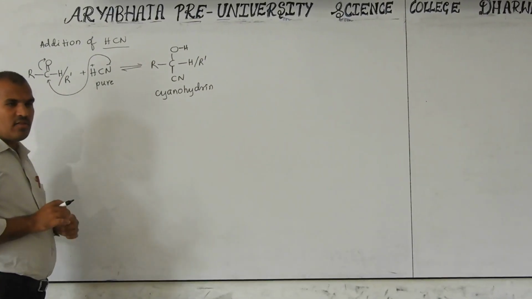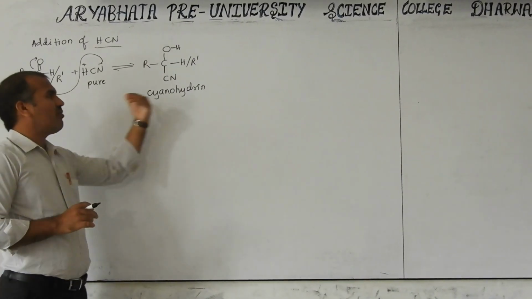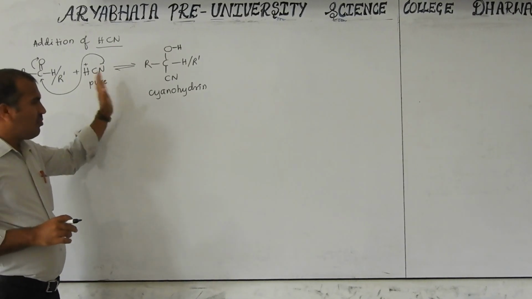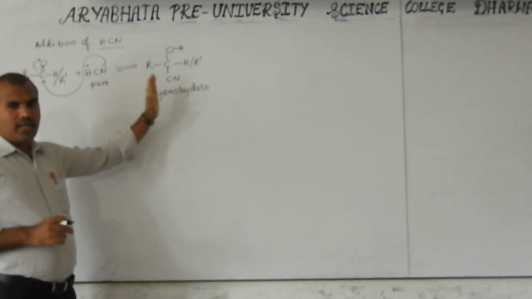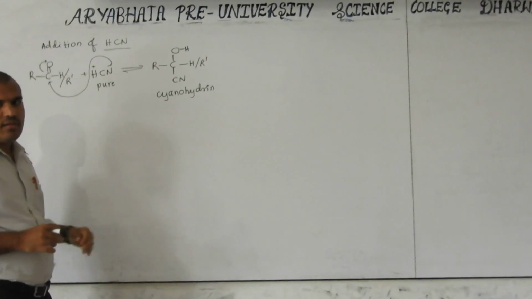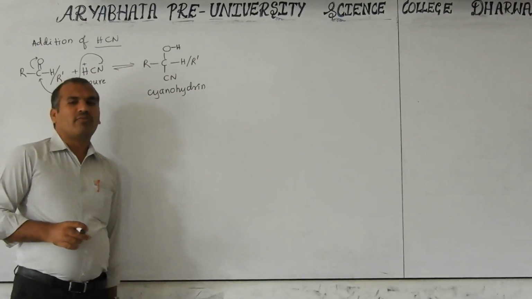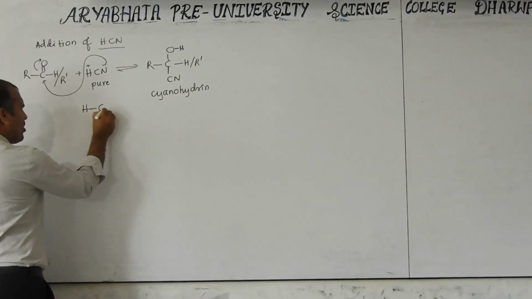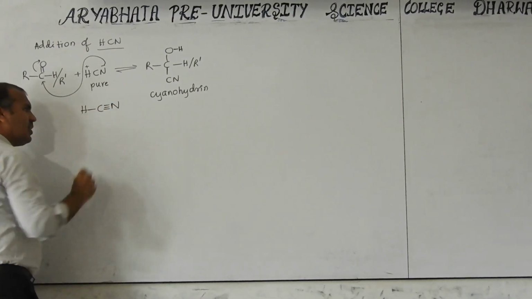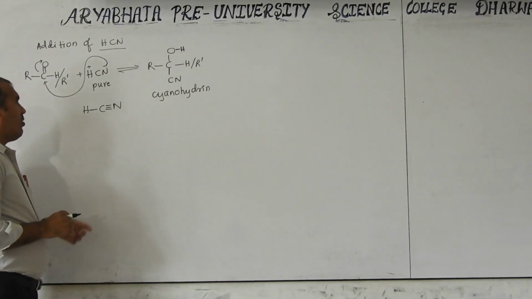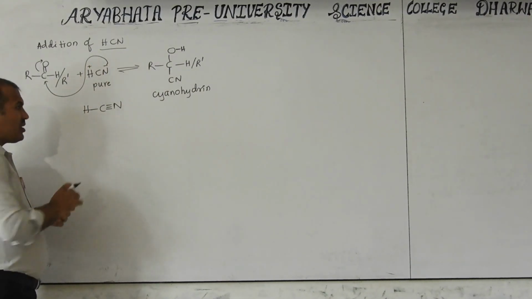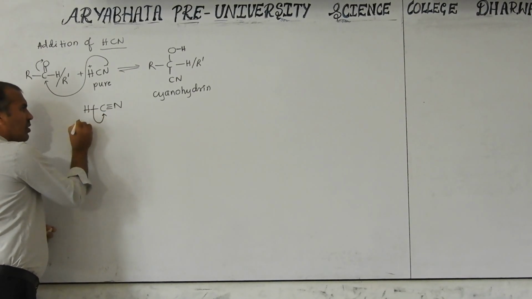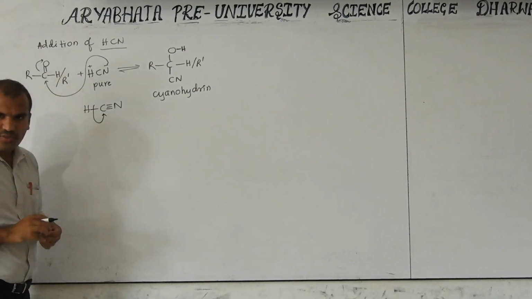But this reaction is not very favorable for the forward direction. Here I give the equilibrium symbol. The equilibrium symbol means reactant converts to product, and product also converts back to reactant. Why is it not very favorable for the forward reaction? HCN is actually a covalent compound. When it is negative and positive, this bond should break. If it breaks like this, then this is negative and this is positive.